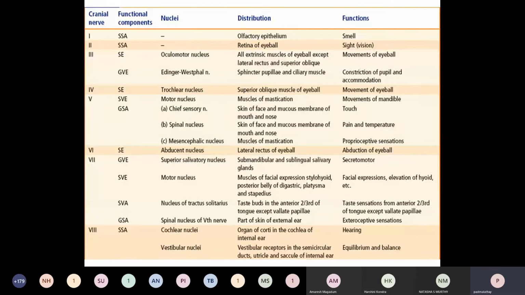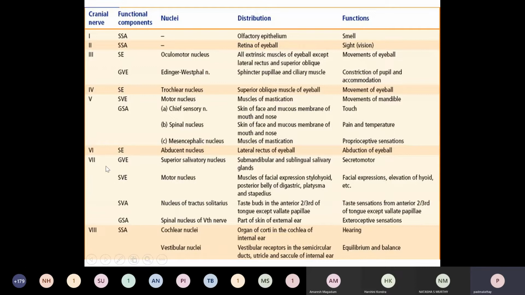So first we will see the 5th cranial nerve, where you have seen the spinal nucleus. It supplies the skin of the face and the mucous membrane of the mouth and the nose. Its function is that it carries the fibers of pain and temperature. Then you have seen the abducent nerve, which carries the somatic efferent fibers that supply the lateral rectus muscle that causes abduction of the eyeball.